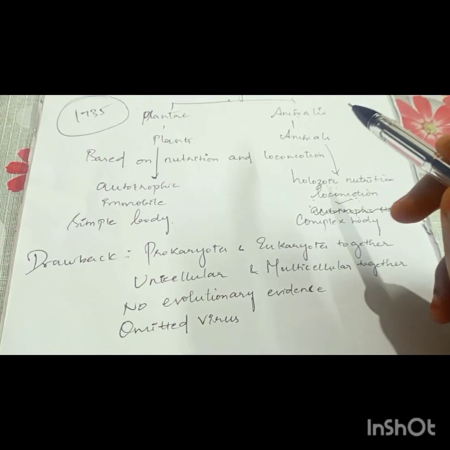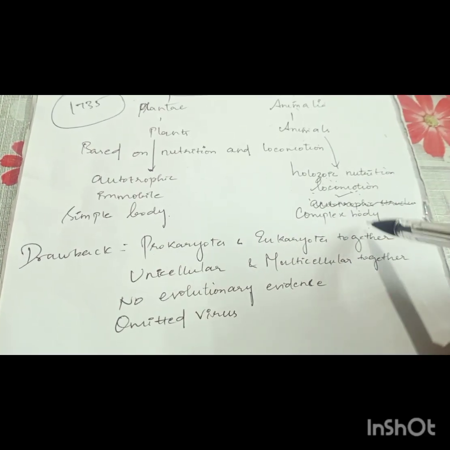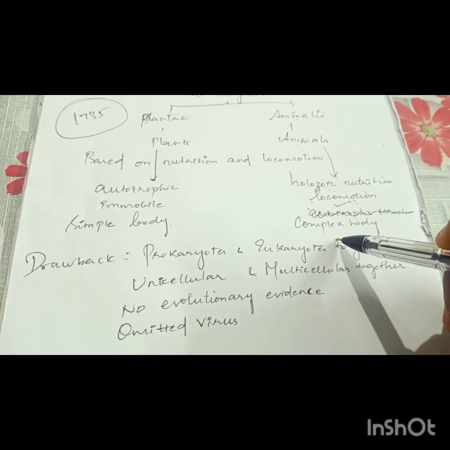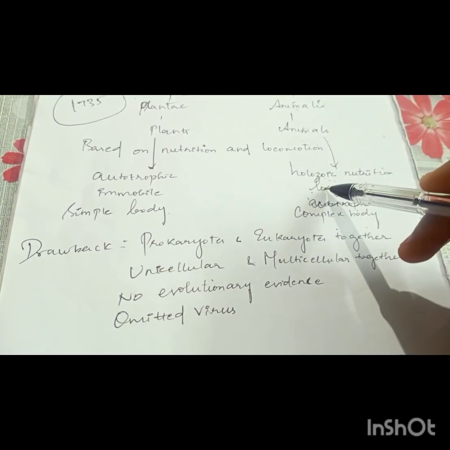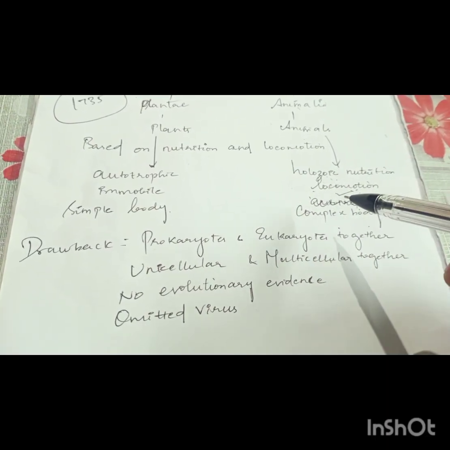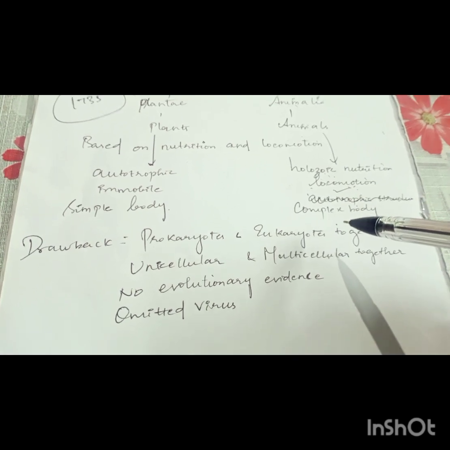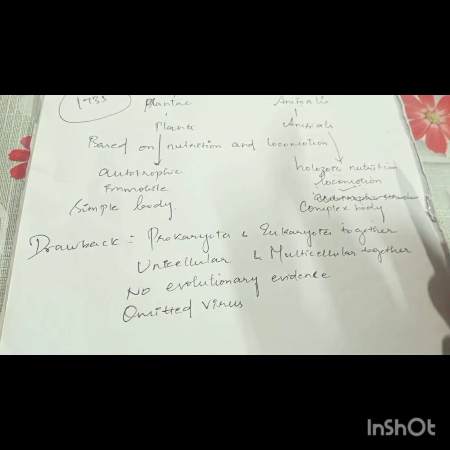And all the animals' body structure is complex. So the animals included those organisms which show holozoic nutrition, which can move from one place to another, and which have a complex body structure.